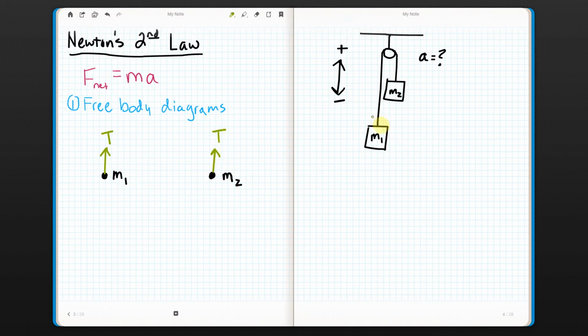Now in this particular case, the rope is the same that's connected to M1 and M2. If I had two different pieces of rope, I would need to label these like T1 and T2. I think that's on one of your homework problems as well.